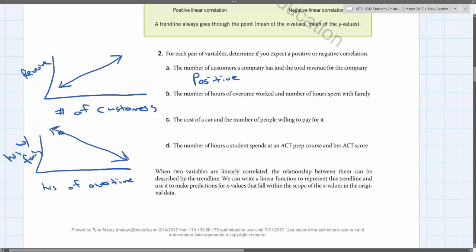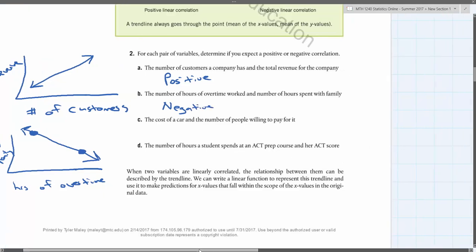So this point is less overtime than this point, right? But this leftmost point gives me more hours with my family, where this one I would have less, right? So this we would expect to be negative, right? So with these, you just got to think about what kind of trend you would see.